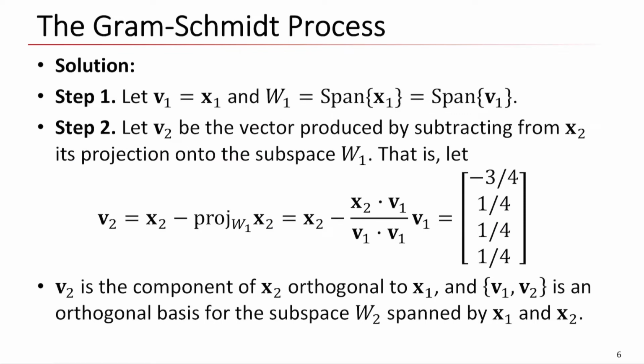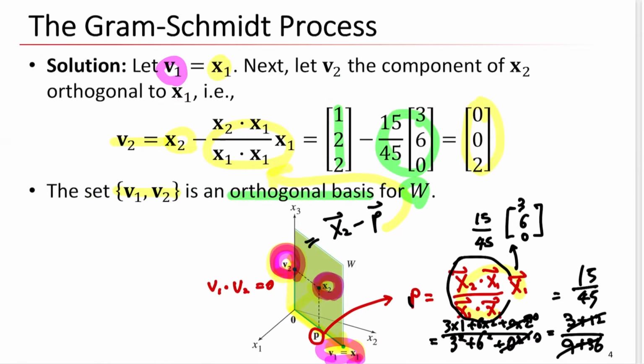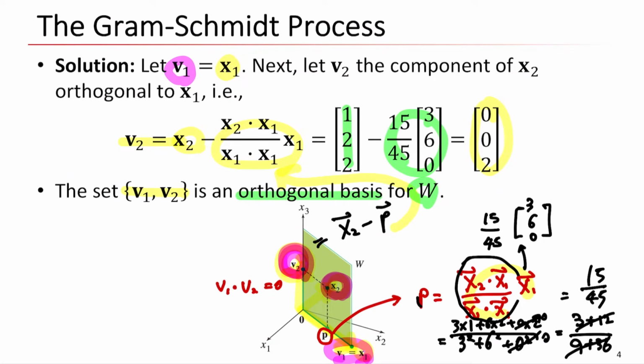So first of all, similar to the previous example, let's say v1 is equal to x1. It means that let's start v1 as x1 itself. So in this case, the subspace W1 is spanned by x1, and spanned by v1. As you can see here, by defining the subspace W, the subspace might be a line, right? If we are just considering one vector. So this is subspace W.